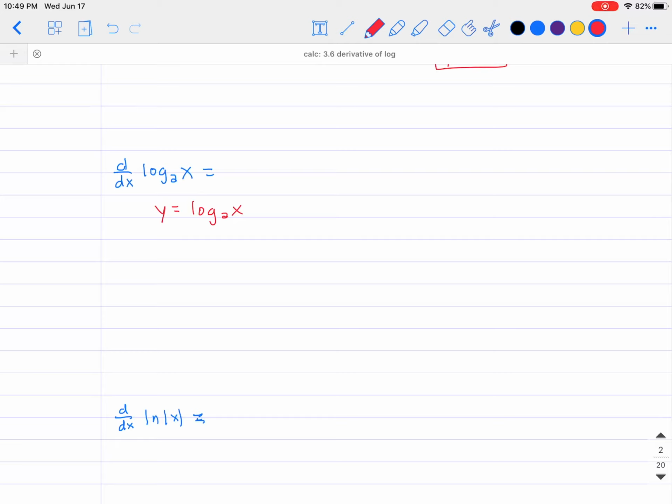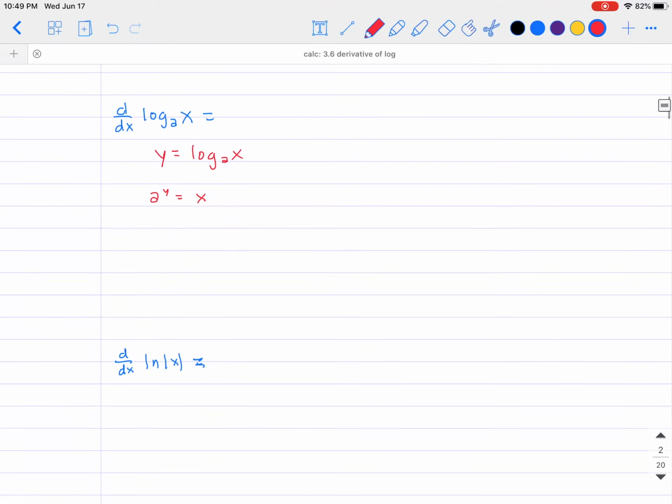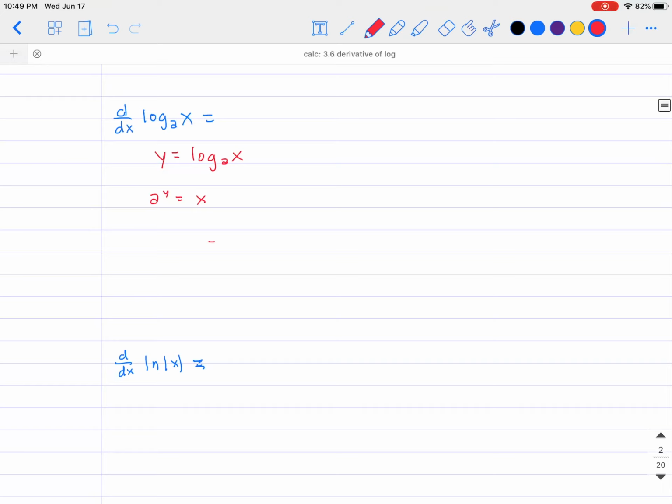So if we move it over, this is going to say now a to the y is equal to x. And now we can go ahead and take the derivative using implicit differentiation. On the right-hand side, the derivative of x, once again, is 1. The derivative of any number to the y power, where a is supposed to be a positive number in this case, is, again, itself, a to the y.